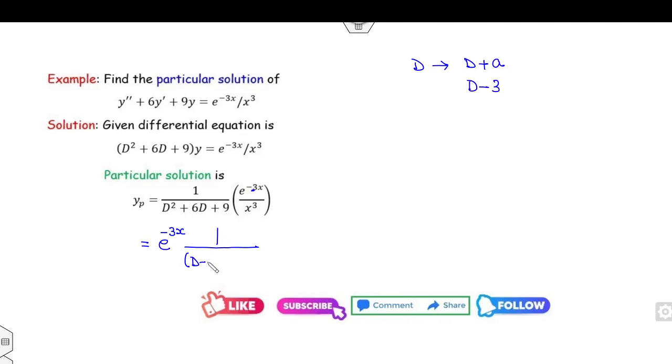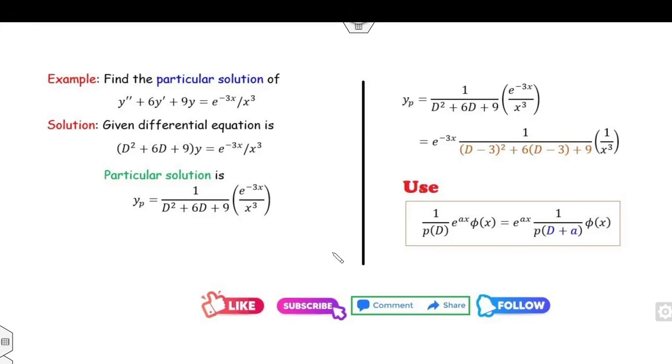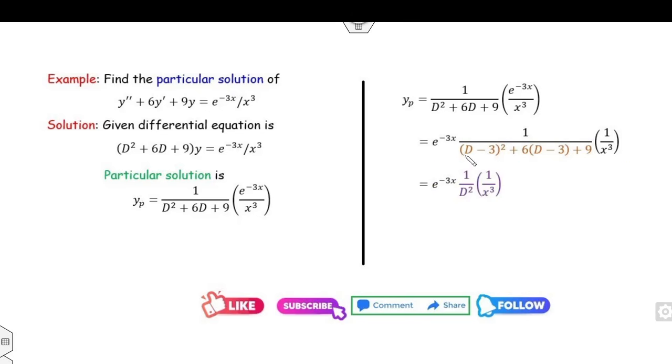So I can replace them as (D minus 3) whole square plus 6 times (D minus 3) plus 9, and the remaining expression is 1 over x cube. I can open the bracket of this. Fine, you can open this expansion. So (a minus b) whole square, a square plus b square minus 2ab, plus 6D minus 18 plus 9, into 1 over x cube. So clearly 6D will be cancelled, 9 plus 9, 18 is also cancelled. So the expression is 1 over D square.